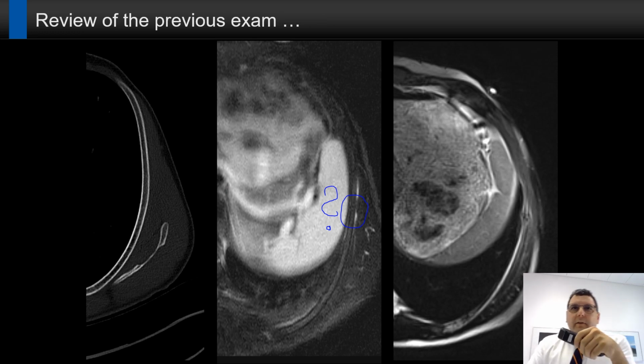I reviewed the exam. I was pretty sure that there was nothing on the CT, on the initial CT. Going back to the initial MRI, which I did, I saw a little bit of this hyper signal intensity here, but I was 100% sure that these are the vessels.